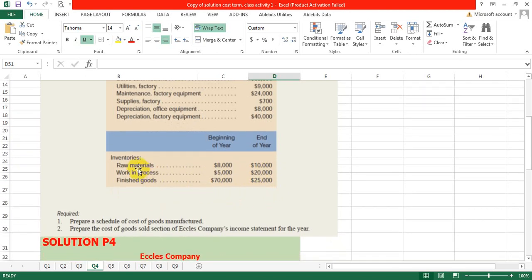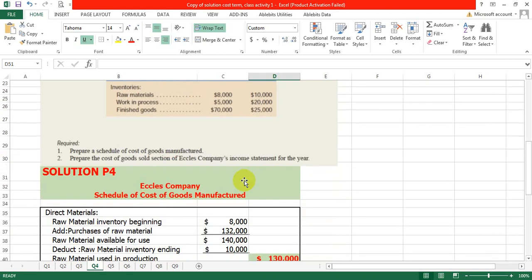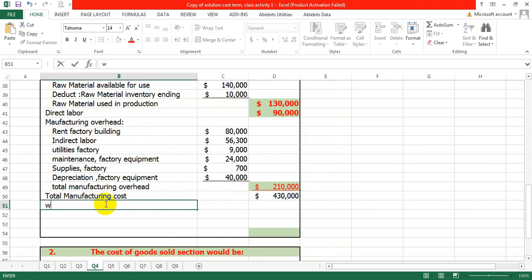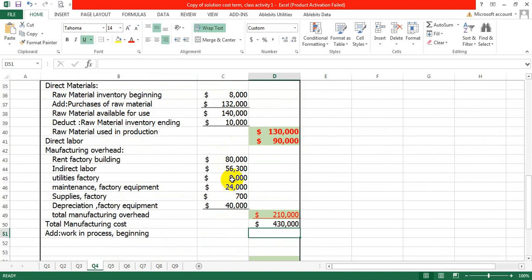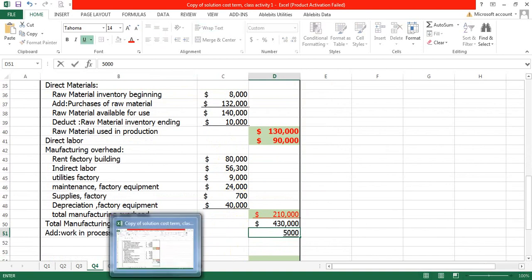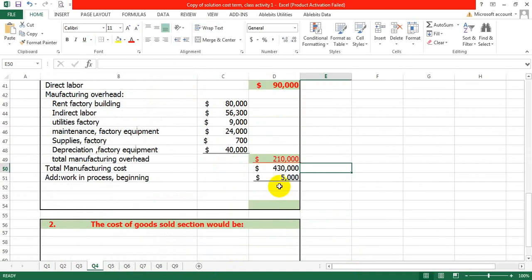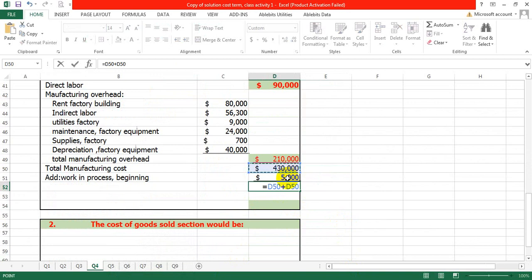Okay, now what is the value of WIP beginning and ending? Because we will add WIP beginning and we will deduct WIP ending. WIP beginning is work in process beginning. What will we do with it? We will add it. Add WIP beginning. How much? The amount is 5,000. So the sum of these two values is 4,35,000.